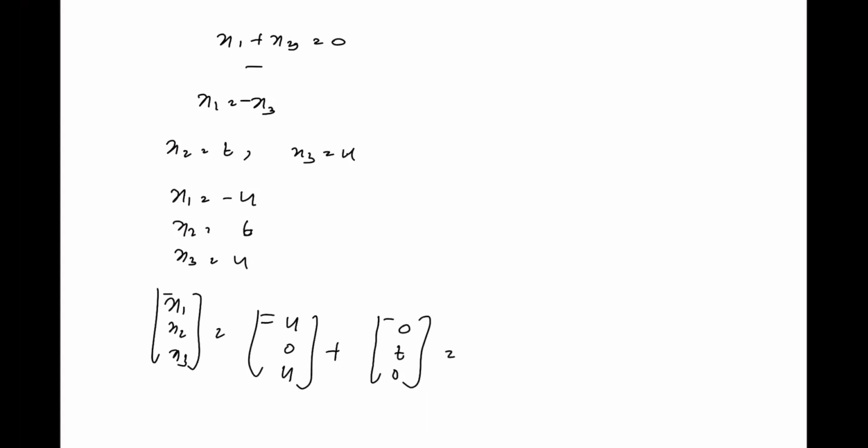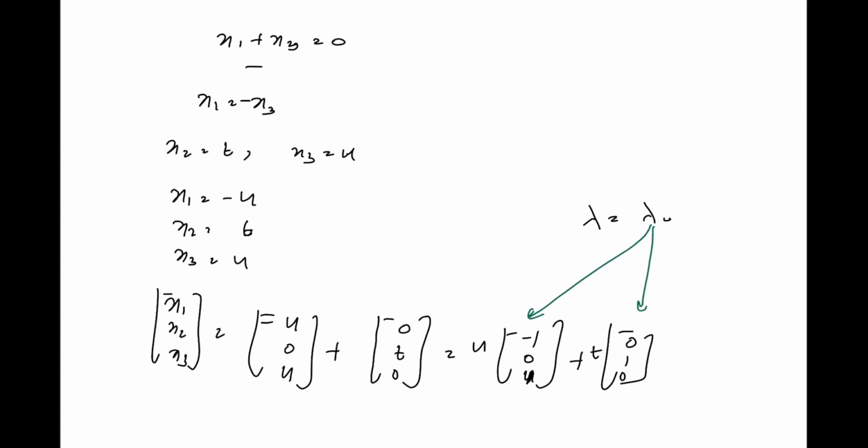You can write u times (-1, 0, 1) plus t times (0, 1, 0). It means any combination of these two vectors will work as your solution, because you have to use two parameters. Let's say, in some hypothetical case, it is equal to some lambda naught value. So for this lambda naught value, you have two eigenvectors.